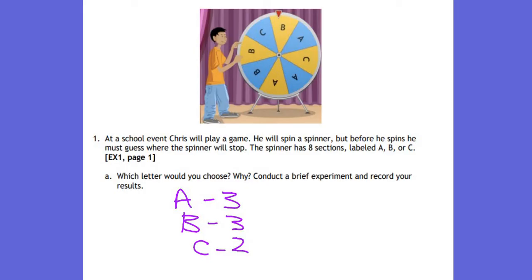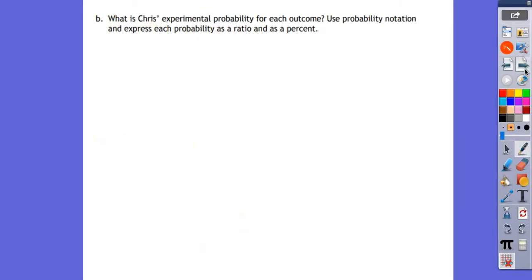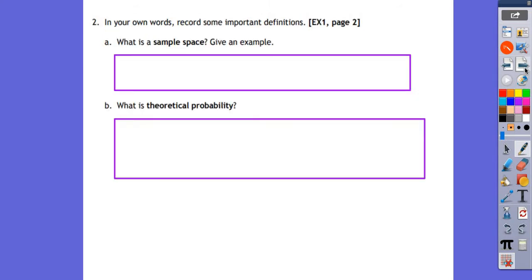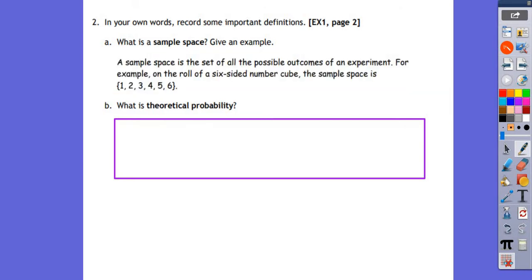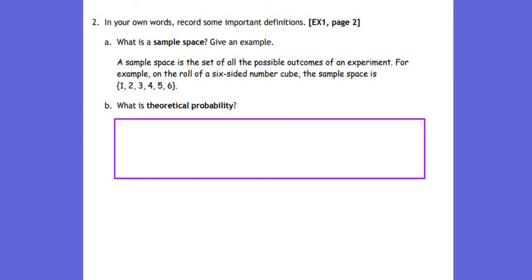Here we go. We first need to define a couple definitions. First is, what is sample space? Sample space is a set of all the possible outcomes of an experiment. For example, the sample space of a 6-sided cube dice is 1, 2, 3, 4, 5, 6. Those are all the possible scenarios. So that is my sample space. And I would suggest to write the example.